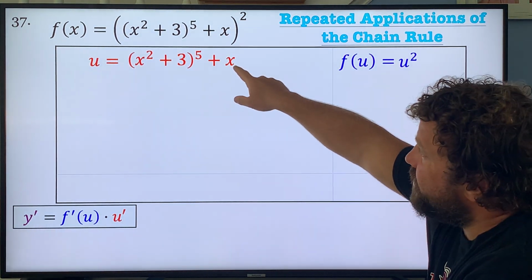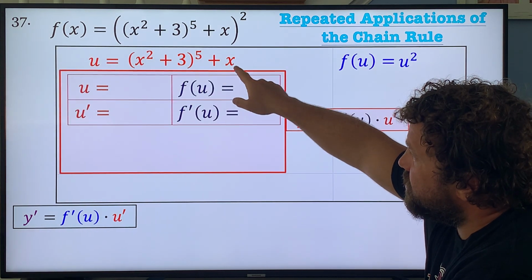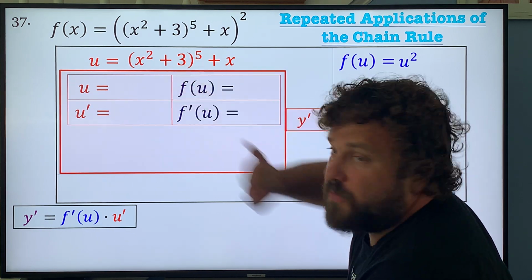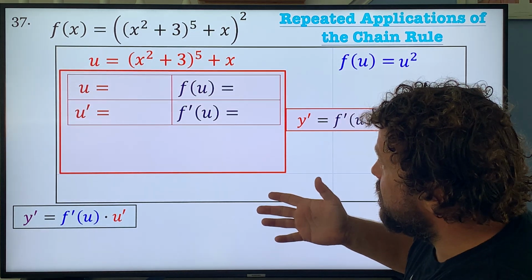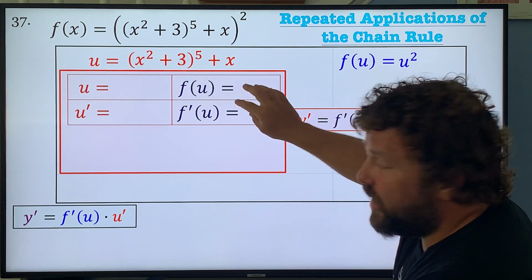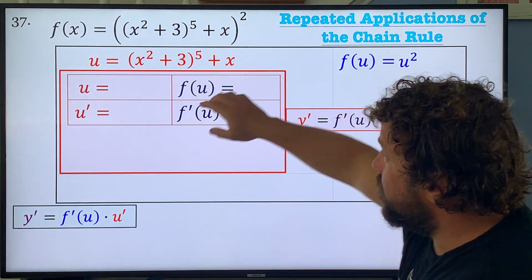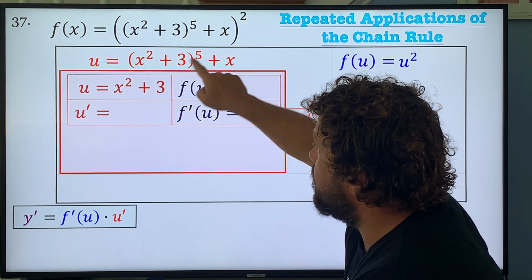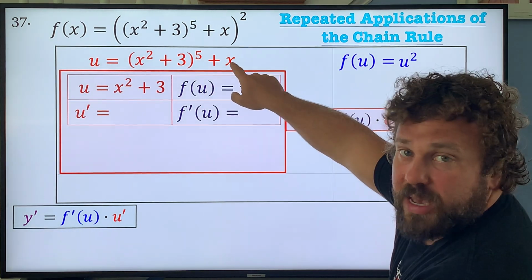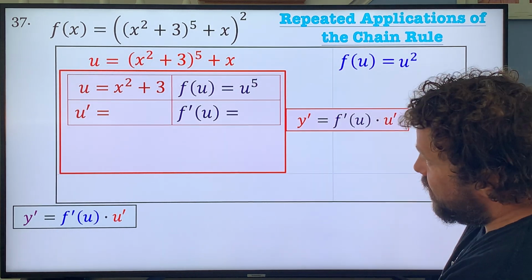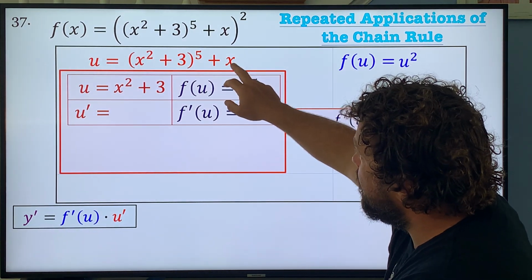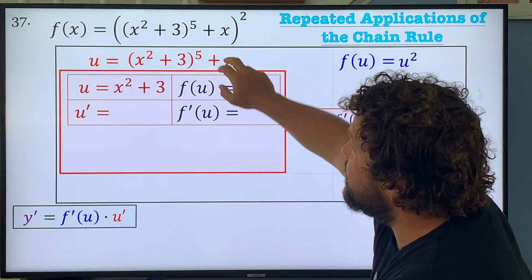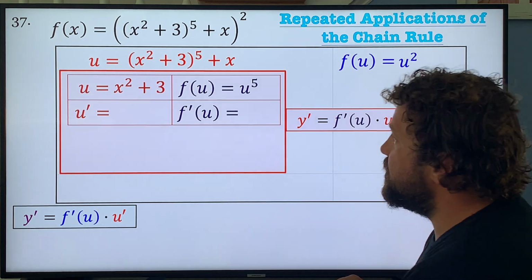Now, in order to derive this, I'm going to need another chain rule. Why? Because I don't know what x squared plus 3 to the fifth power is without using the chain rule. So, these are a separate set of u's and f of u's. So what is my u just for this part right here? X squared plus 3. And I'm raising it to what power? U to the fifth. We're going to deal with this x later. We don't have to deal with it right now, okay? But if this x wasn't here, I could have just raised the fifth power to the second power and made it to the 10th. But because this little bugger is in there, it messes everything up.